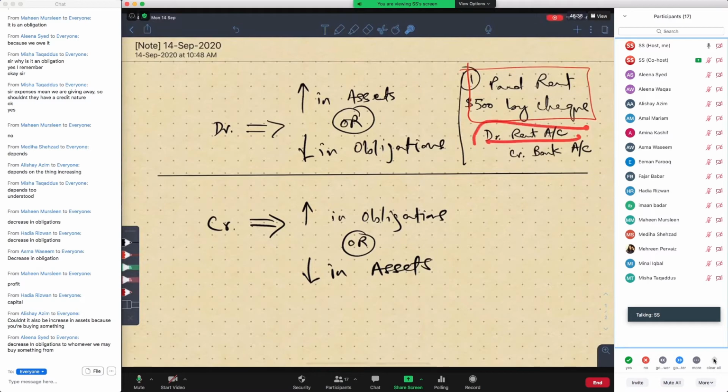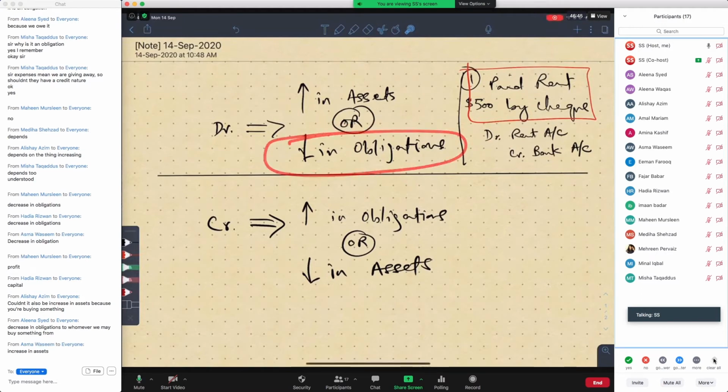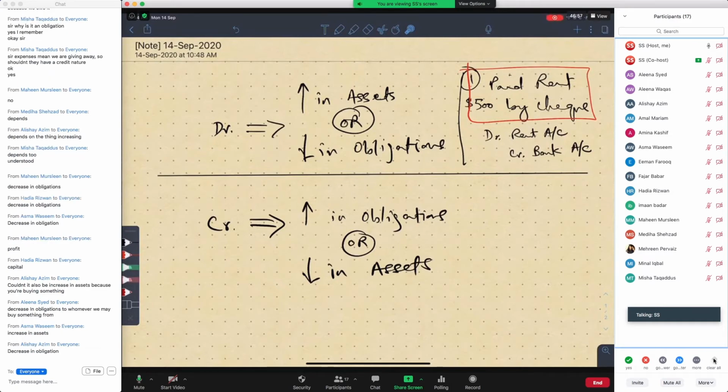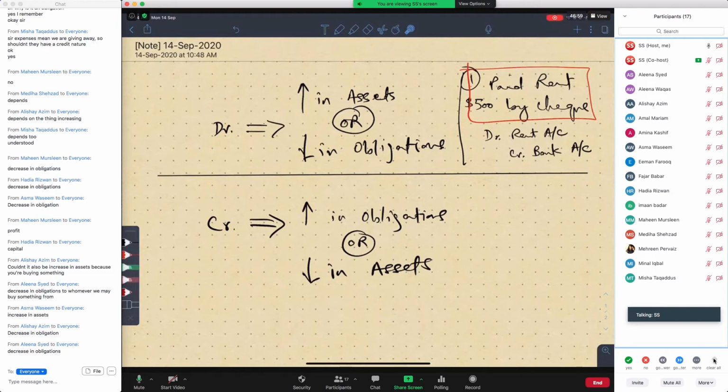Why are we debiting rent account? Because rent account must be either causing an increase in your existing assets, or it is causing a decrease in your obligation. So what do you think? Is rent account being debited adding to some asset of yours, or is it discharging your liability towards someone? It's always going to be a decrease. You will see in most cases, expenses will always represent a decrease in obligation. Now, you can see these obligations on two different levels again.